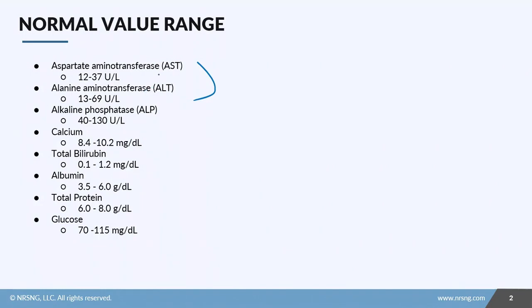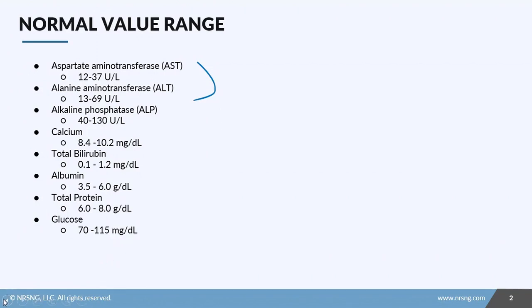But before we get started, here are the normal levels. You've got your AST, which is 12 to 37, your ALT is 13 to 69, and your alk phos is 40 to 130, and these are all units per liter. We also include these other tests in liver function tests. We take a look at calcium, which is 8.4 to 10.2. You've got your total bilirubin, which is 0.1 to 1.2. Your albumin and your total protein. These are both proteins measured in grams. So you've got 3.5 to 6 on your albumin. You've got your total protein, which is 6 to 8. And then you've got your glucose, which is 70 to 115 milligrams per deciliter.